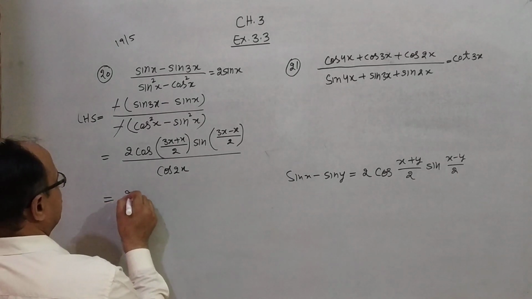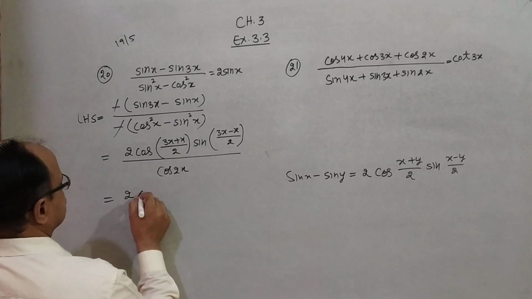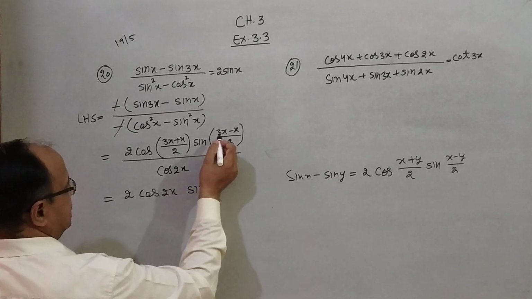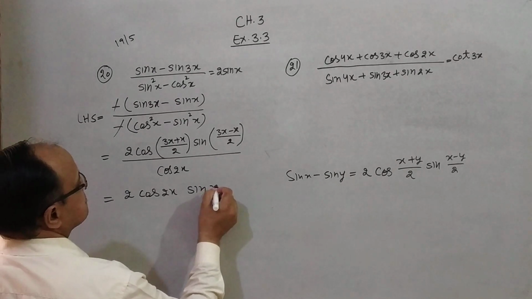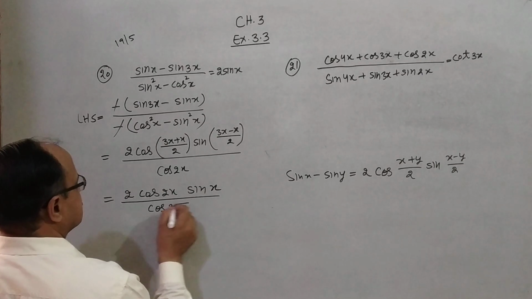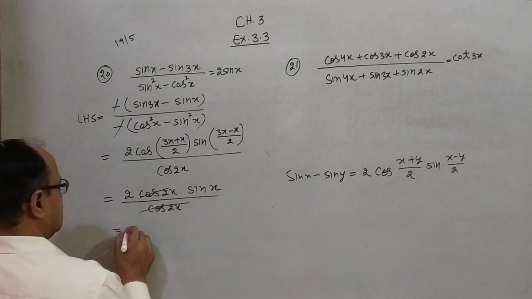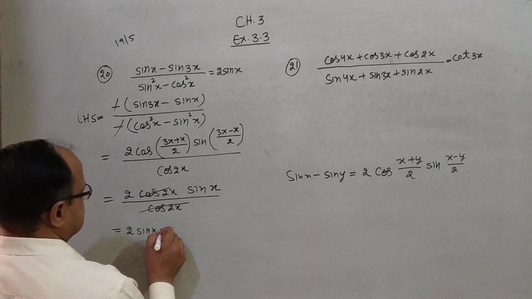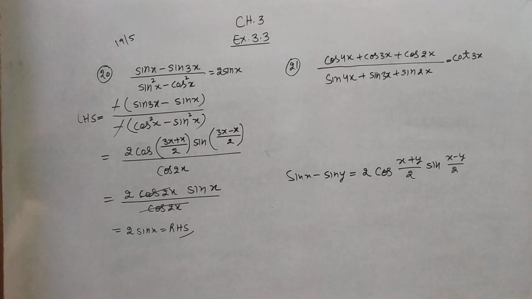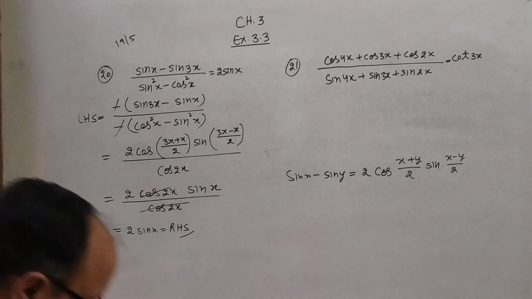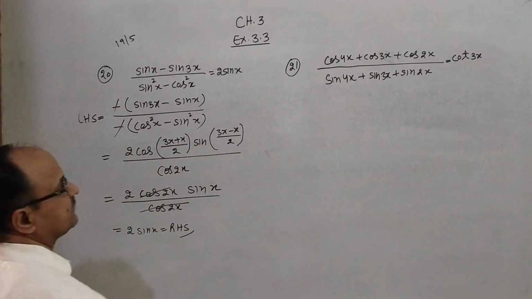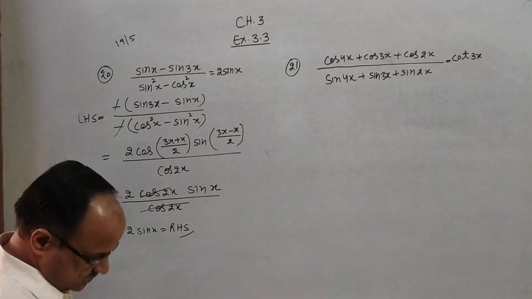Now when you simplify, 4x by 2 becomes 2x, and 2x by 2 is x, and in the denominator cos 2x, cos 2x cancel, that is equal to 2 sin x, the right hand side. Okay, this is the solution of question number 20. Correct? Now we solve question number 21.